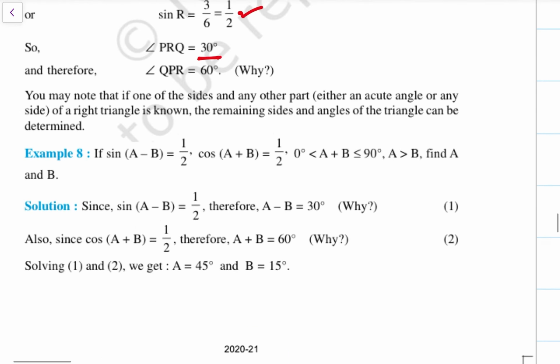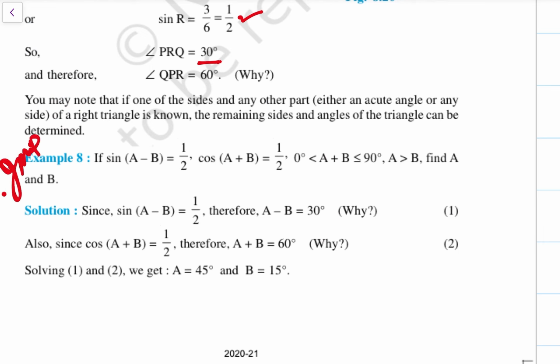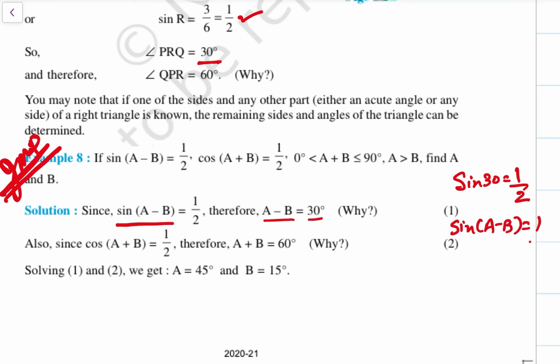Let us see one more example which is important and of a different type. Now if sine of A minus B is 1 by 2, cos of A plus B is 1 by 2, where 0 degrees is less than A plus B is less than or equal to 90 degrees and A is greater than B, find A and B. Now since sine of A minus B is 1 by 2, we know that sine 30 is equal to 1 by 2 and sine of A minus B is also equal to 1 by 2.